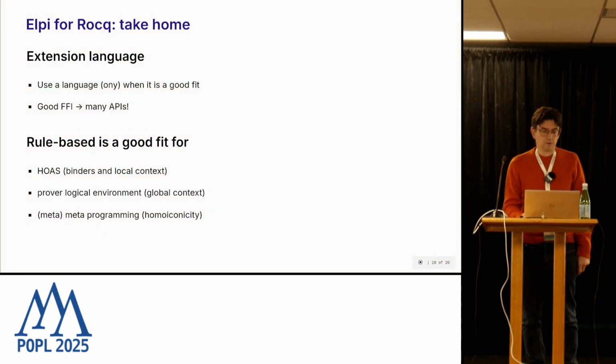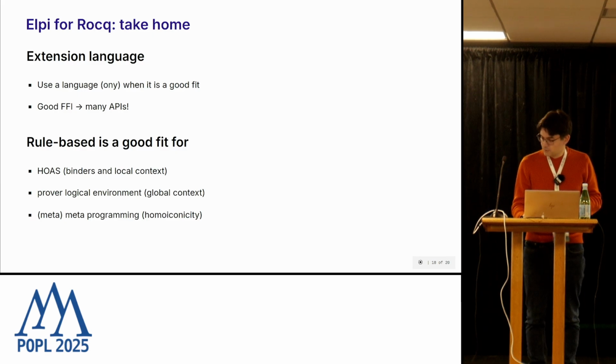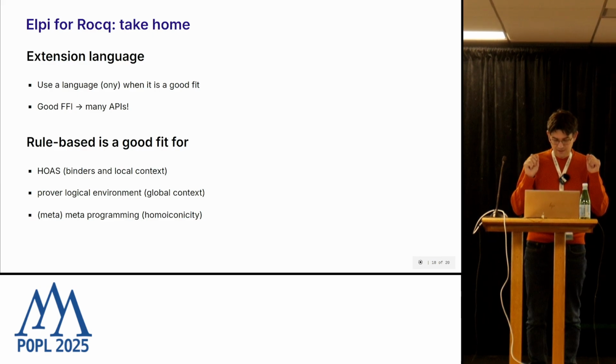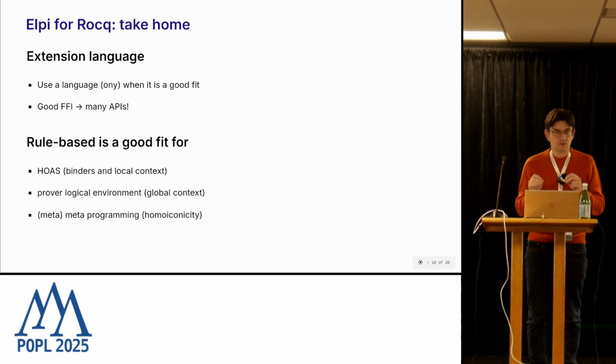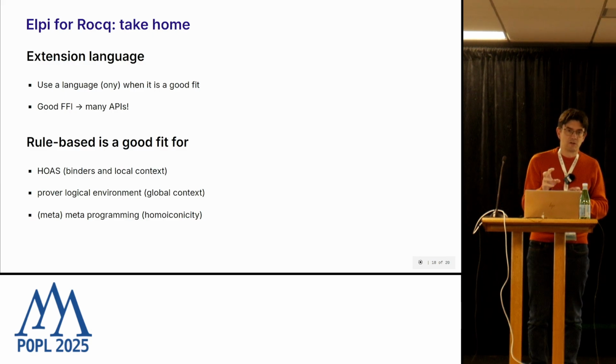And to conclude, I wanted to say a few words about the role. I like the word extension language, and I like to think of Elpi as an extension language because it makes you think that from the very beginning, from the inception of the language, it is going to be used to extend a larger application. So you work from the very beginning to have a good FFI to exchange data with the host application, and this results in many APIs, and this is the strength of the language today.